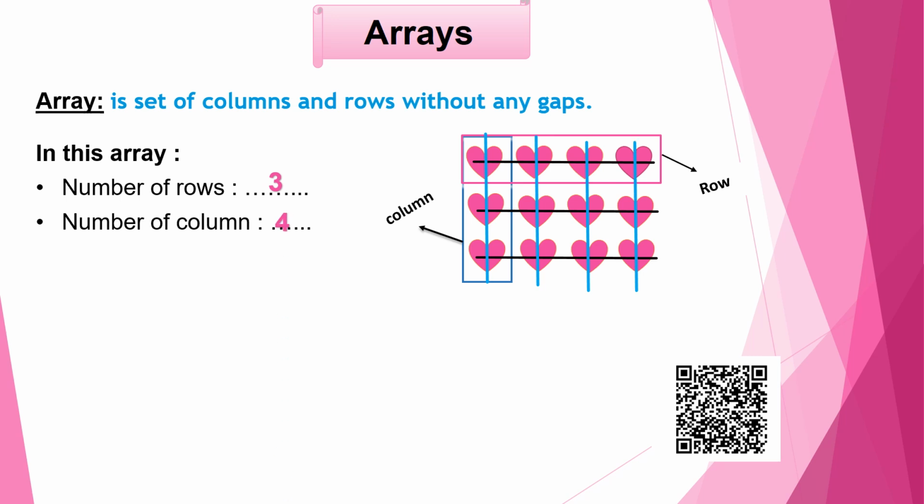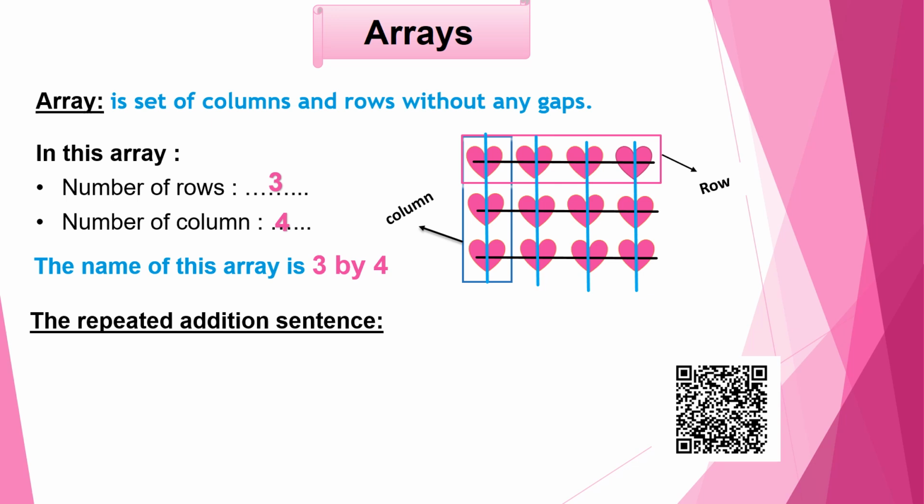Okay, let's give this array a name. We said before the name of this array is 3 by 4. Columns by rows, or rows by columns. In this array we can write columns by rows or rows by columns. Both of them are correct.